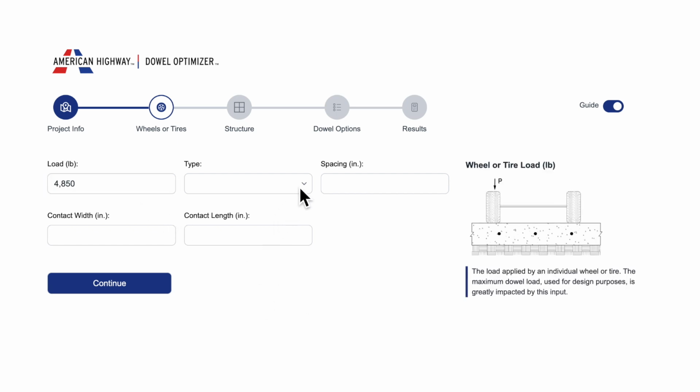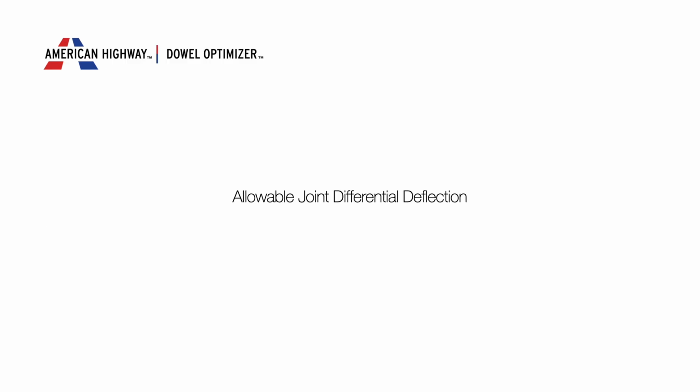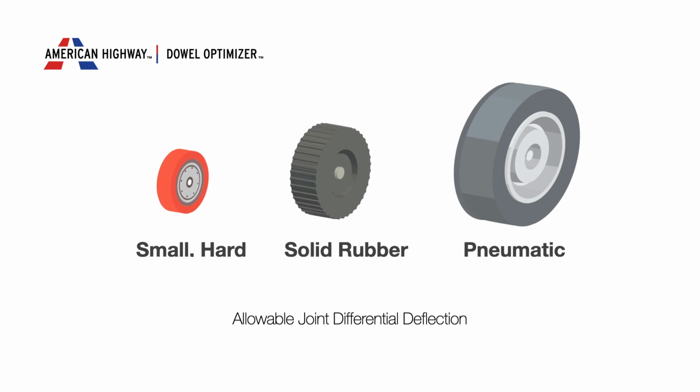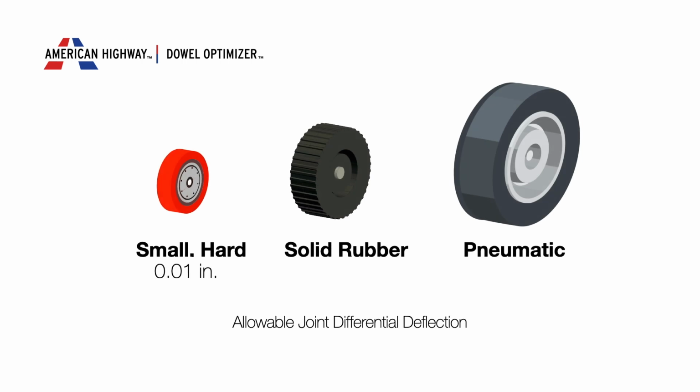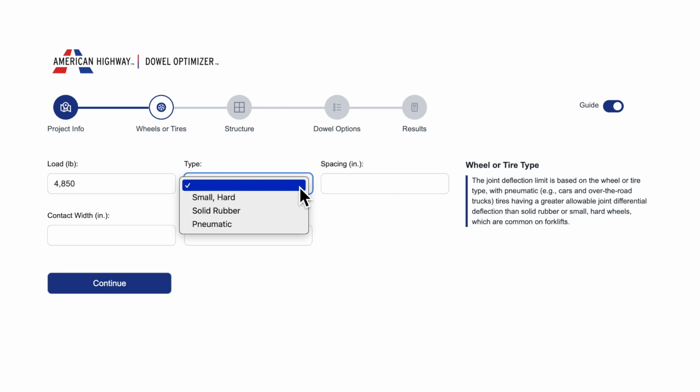Next, select the wheel or tire type. This choice affects the allowable differential joint deflection and the optimization. For small hard wheels, the limit is 0.01 inches, about the thickness of 2 stacked dollar bills. For solid rubber or cushion tires, the limit is 0.02 inches. And for pneumatic tires, like those on standard trucks and cars, it's 0.035 inches. These values are based on ACI guidance except for pneumatic tires, where no clear industry standards exist. Let's choose solid rubber for this example.